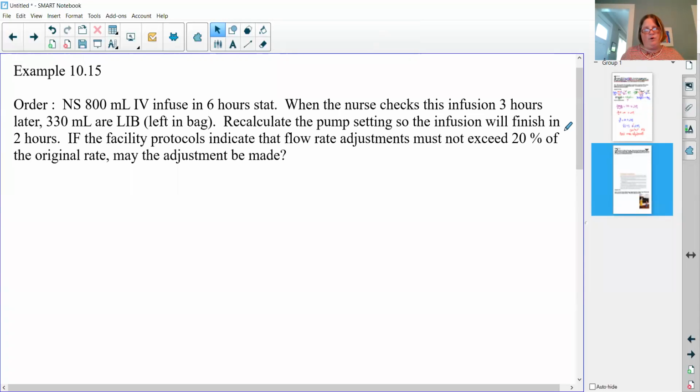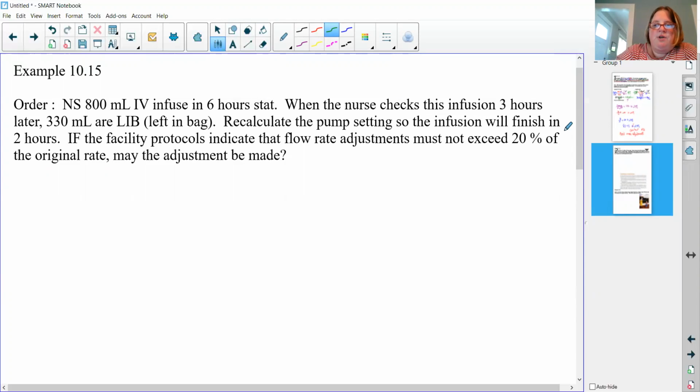It says the order is normal saline, 800 milliliters, IV to infuse every 6 hours, or in 6 hours. When the nurse checks this infusion 3 hours later, 330 milliliters are left in the bag. Recalculate the pump setting so the infusion will finish in 2 hours. If the facility protocols indicate that the flow rate adjustments must not exceed 20% of the original rate, may the adjustment be made?